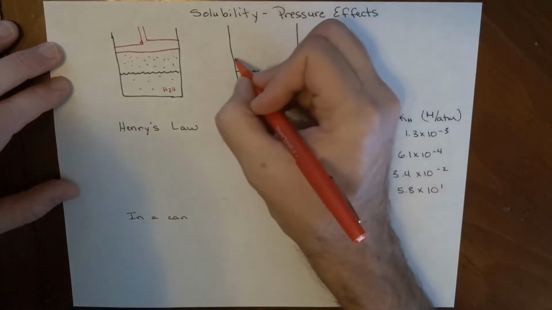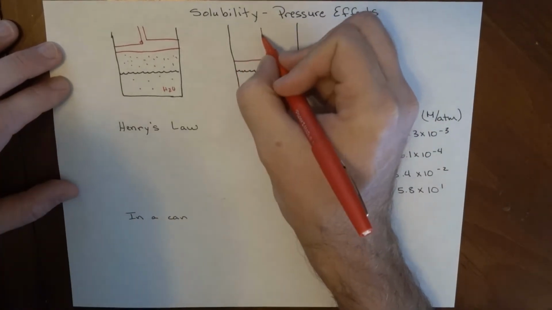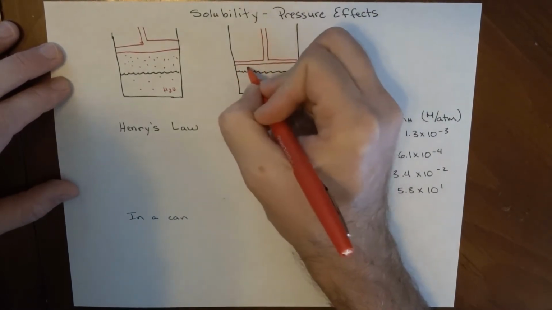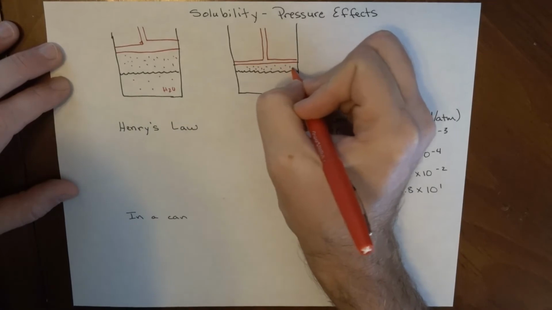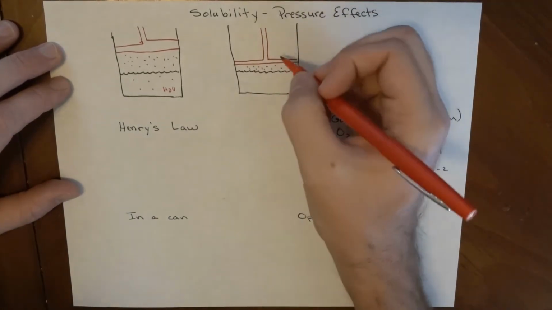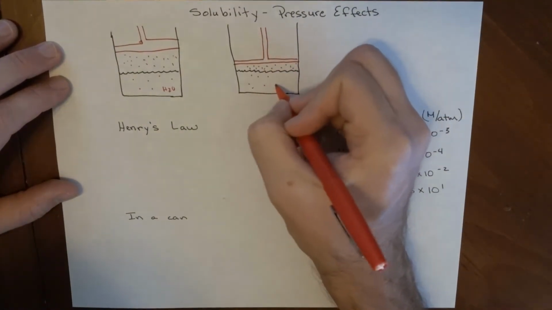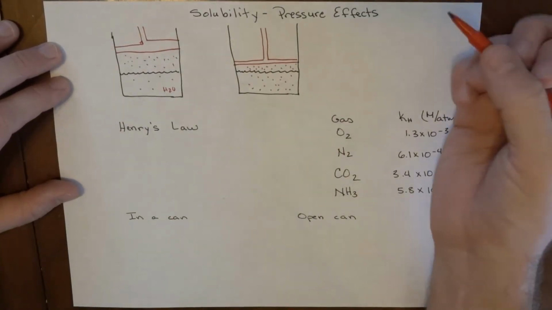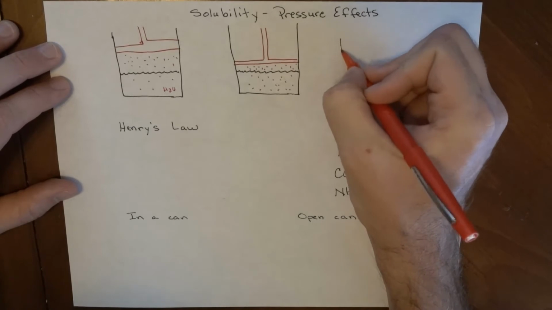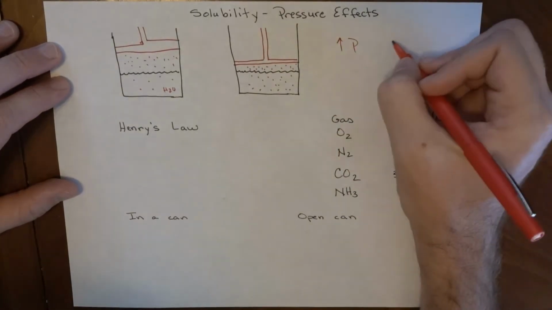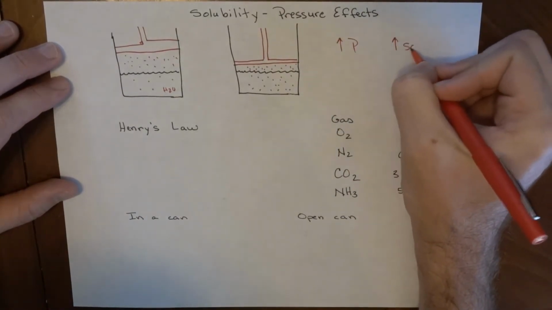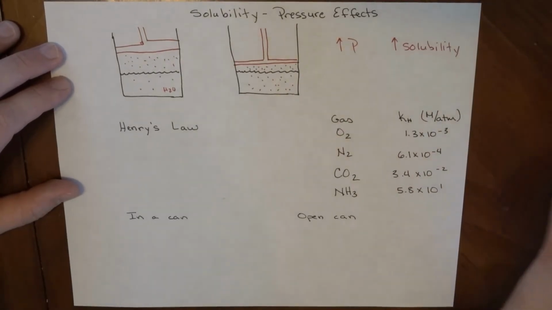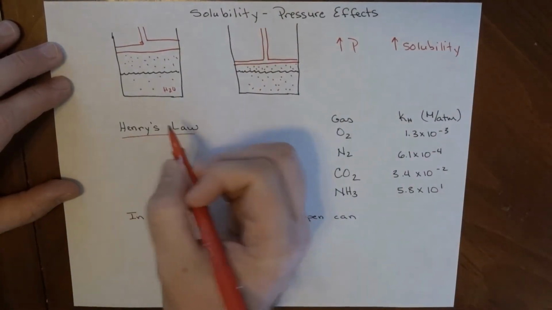But if we were to constrain that volume and push down on the piston, in which case we'd be really ramping up the pressure there, that gives us enough energy for these guys to be forced into the liquid phase, which basically means an increase in pressure. So if the pressure goes up, we also see an increase in solubility, or the concentration of a gas dissolved in the liquid. And that results in something known as Henry's law.